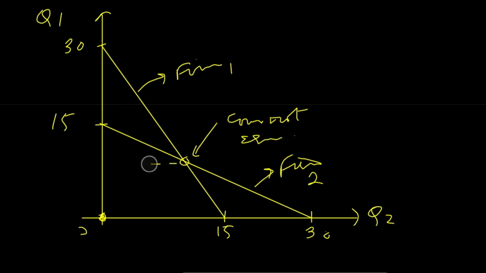where form 1 as well as form 2 both will be producing 10 units, so overall output will be 20.